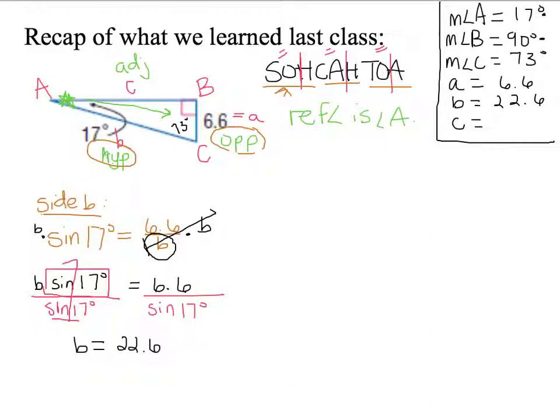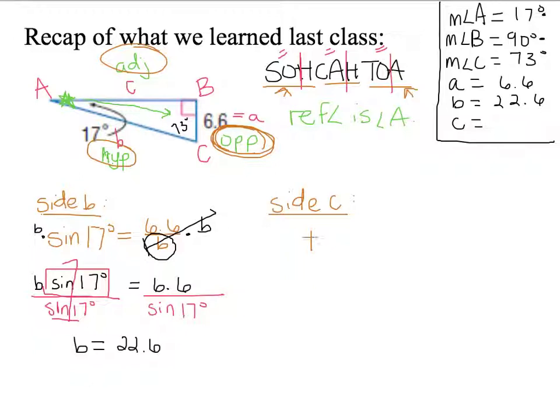Again, I suggest using the information that you have been given first, just in case you have a mistake. So I'm not going to use that 22.6 to find side C. I'm just going to stick with what I've got given to me. So I'm going to go ahead and use that opposite side again. But then side C is adjacent, so the trig function that uses opposite and adjacent is tangent.